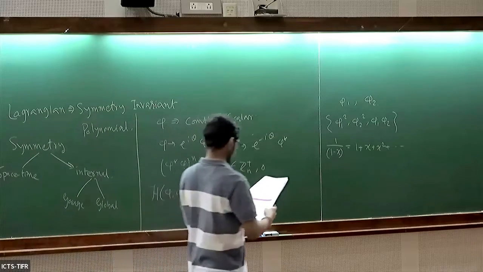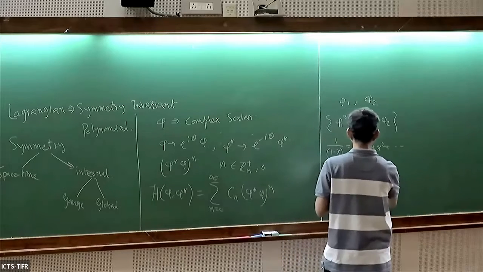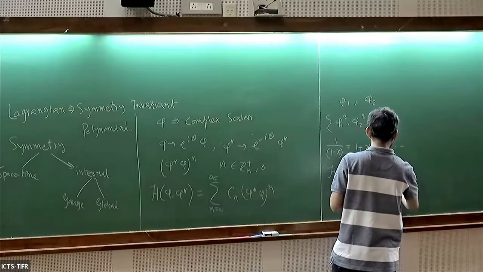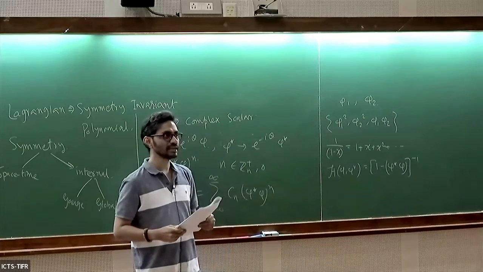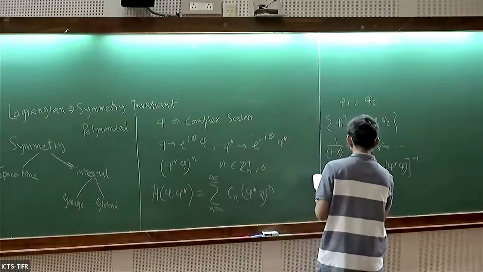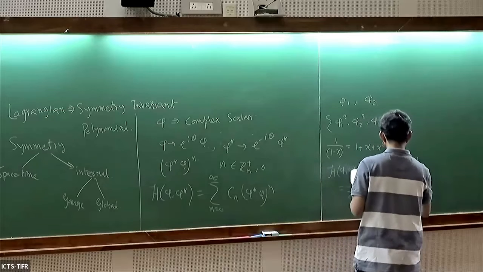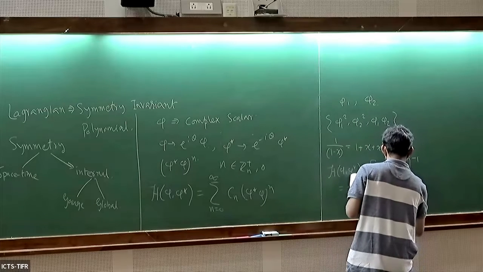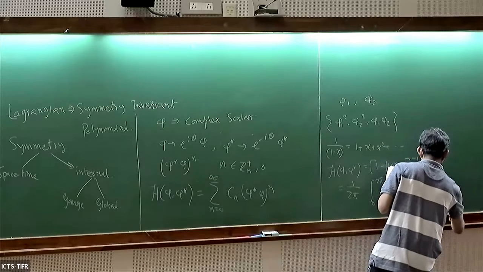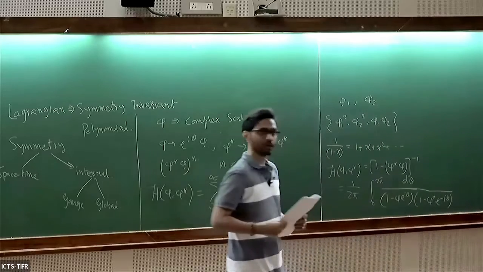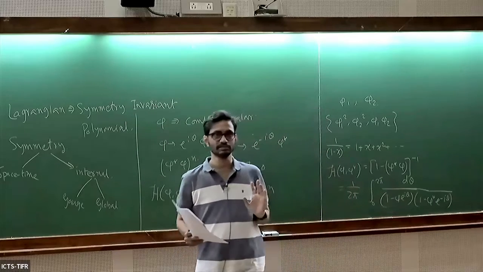Then I can write this H of phi star phi as 1 minus phi star phi whole inverse, and this can be written in a very interesting integral form, which is 1 by 2 pi, integral from 0 to 2 pi d theta, 1 over 1 minus phi e to the power i theta, times 1 minus phi star e to the power minus i theta. So this series has an integral form.